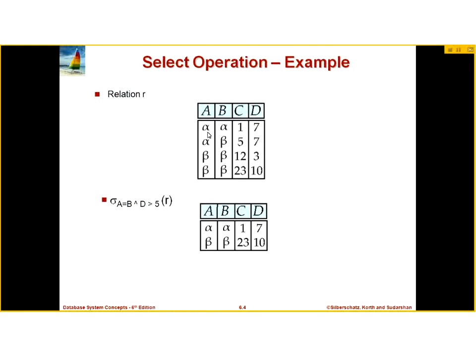Now if you see from here that A is equal to B over here and the value of D is greater than 5, so it is selected. Now here A is not equal to B, so we skip this. Here A is equal to B, but the value of D is not greater than 5, so it is not selected. Here A is equal to B and the value is greater than 5, so it is selected. So you can select certain rows based on the conditions given in your selection operator.